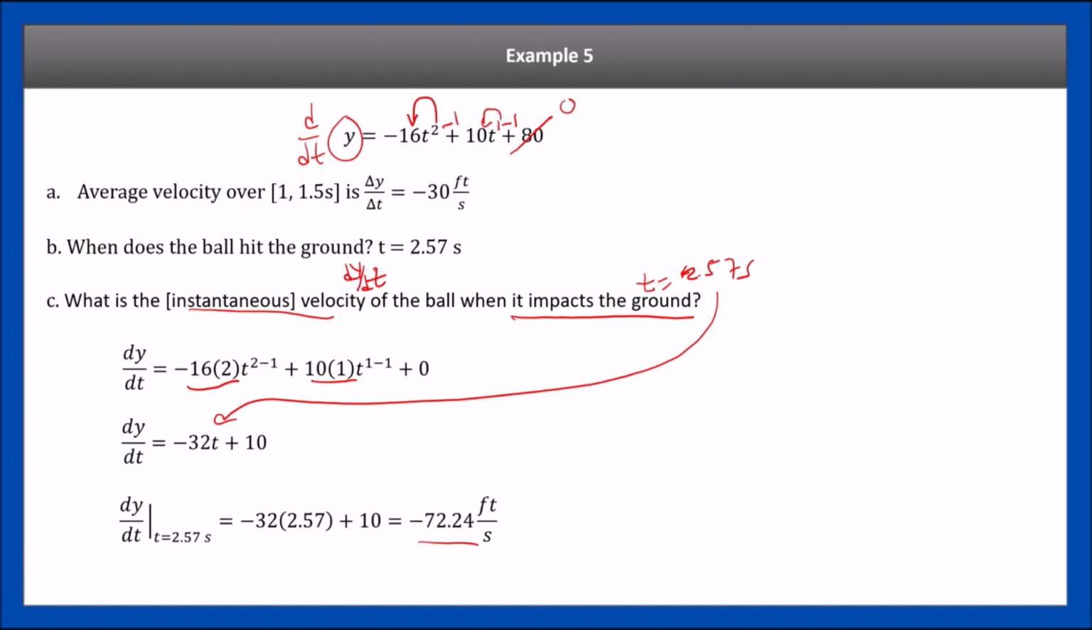So we had an average velocity over a small period of time, and we have an instantaneous velocity at a specific time. So there's a difference between those two for sure.